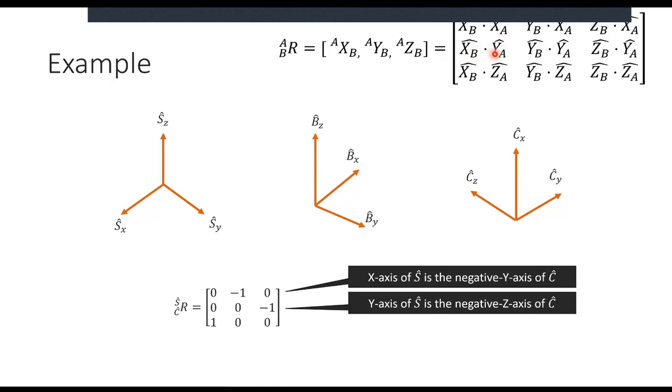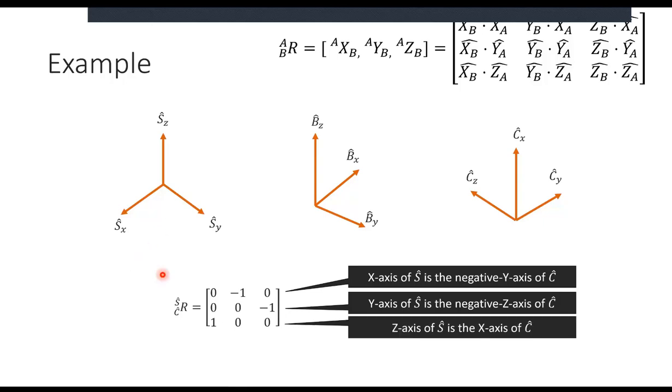So this is going to be 0, because they are orthogonal to each other, and cosine of 90 degrees is going to be 0. These are going to be 0 because those are orthogonal as well. And then this is going to be pi, so we're going to end up with -1. And then lastly, the z-axis of coordinate system S is the x-axis of C, and so we can see that here.